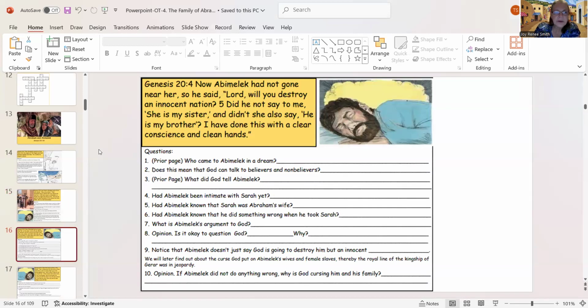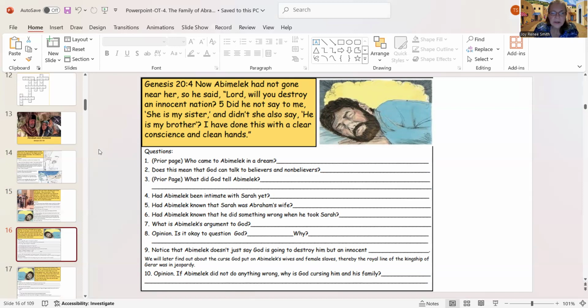And the scriptures continue. Genesis 24. Now Abimelech had not gone near her, so he said, "Lord, will you destroy an innocent nation? Did he not say to me, 'She is my sister,' and didn't she also say, 'He is my brother'? I've done this with a clear conscience and clean hands."